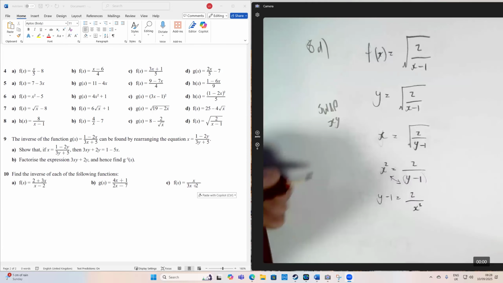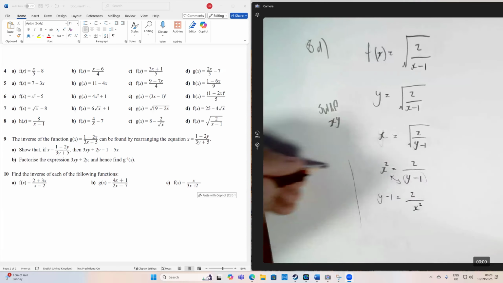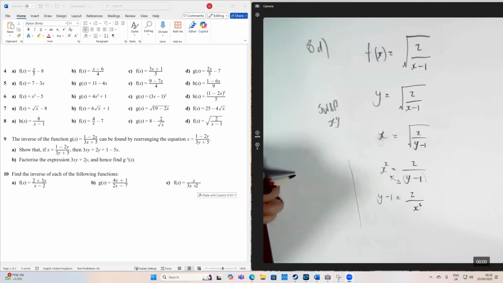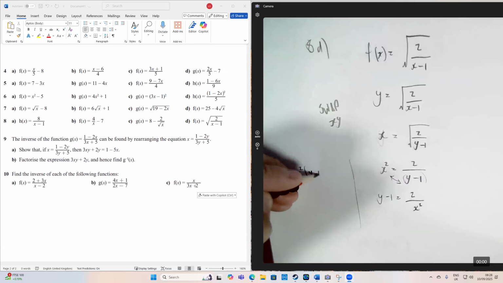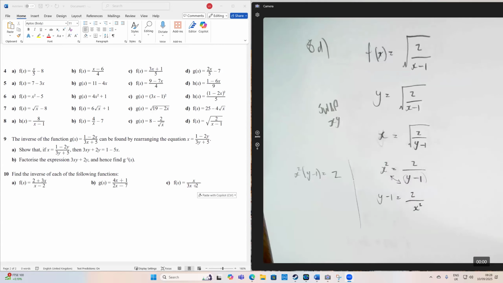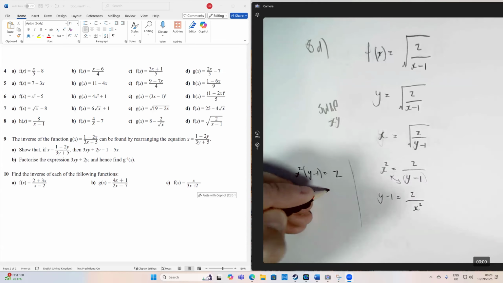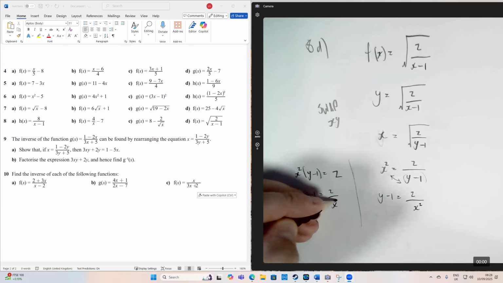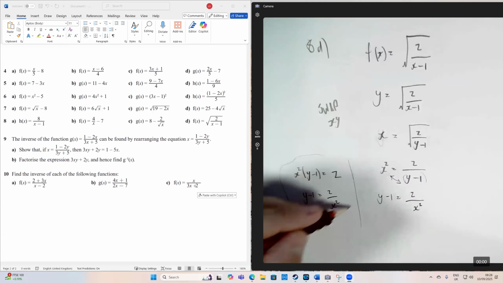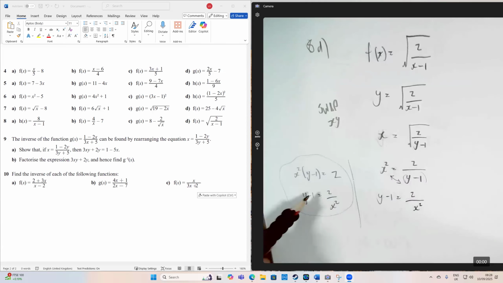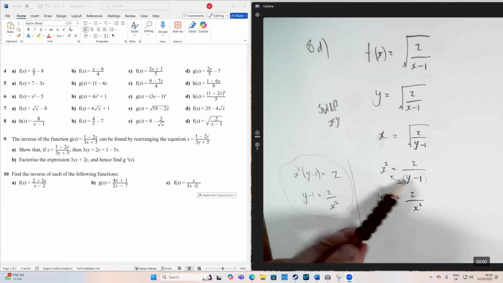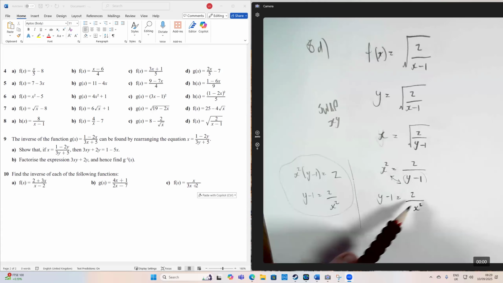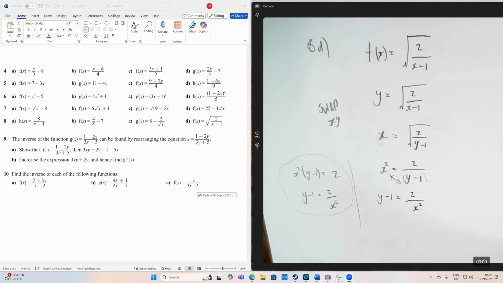Now, if you're confused about what I've done there, I'll do it here with the two steps. So step 1, times by y minus 1. So x squared times y minus 1 is equal to 2. And then step 2, I now divide by the x squared. So you end up with y minus 1 is equal to 2 over x squared. So that's just to show you, if you prefer to do it in two steps, that's the two steps. And if you want to do it in one go, that's it in one go. But you can see you get the same answer in both cases.